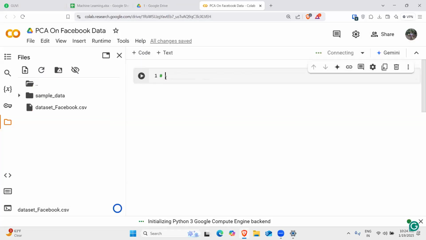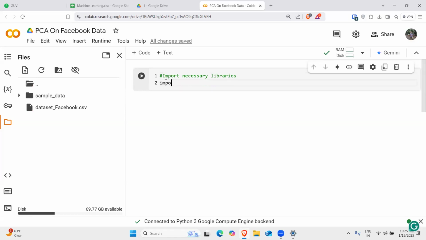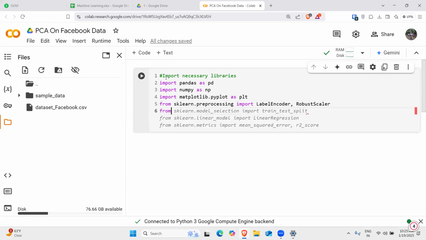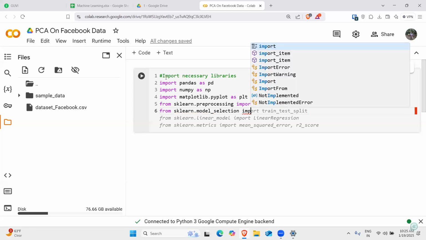And I'm going to import necessary libraries: import pandas as pd, import numpy as np, import matplotlib.pyplot as plt, from sklearn.preprocessing import LabelEncoder, RobustScaler, from sklearn.model_selection, import PCA.